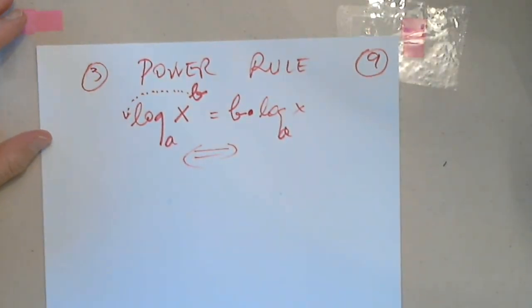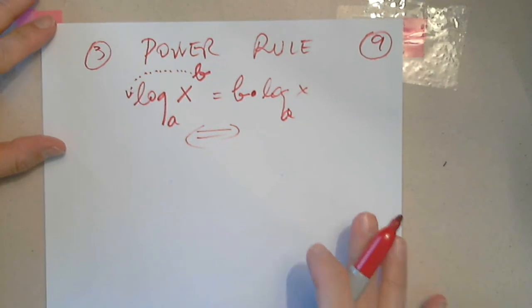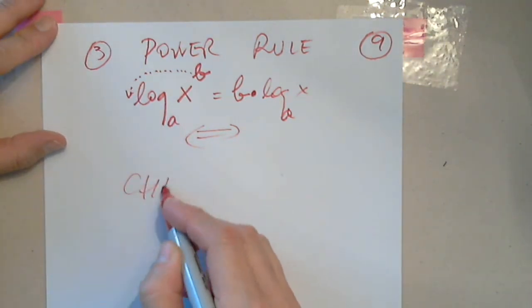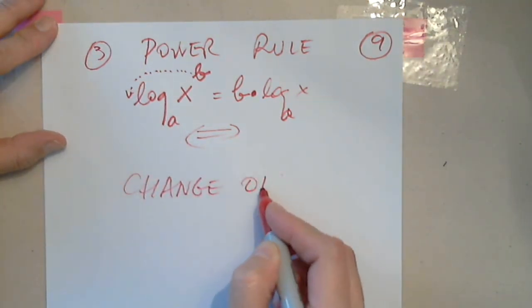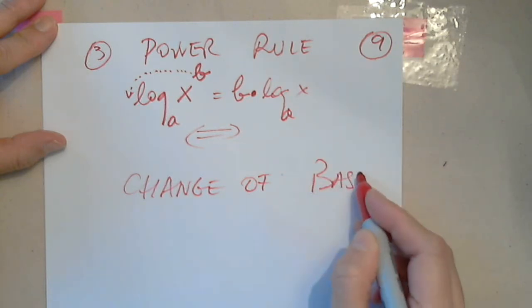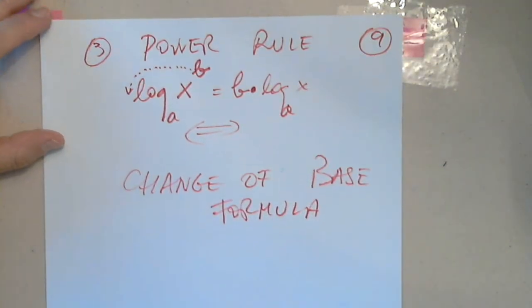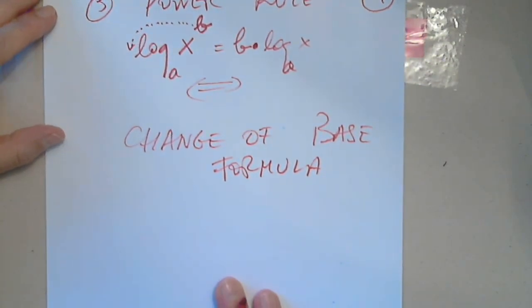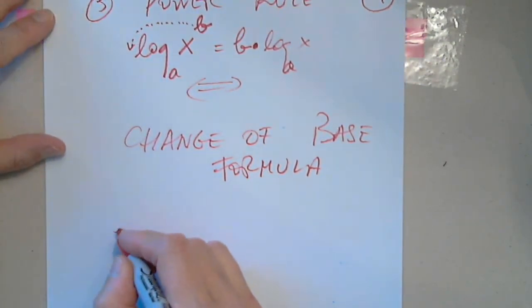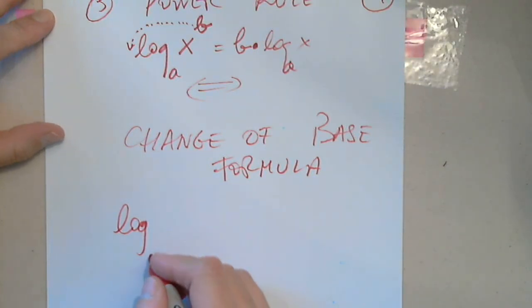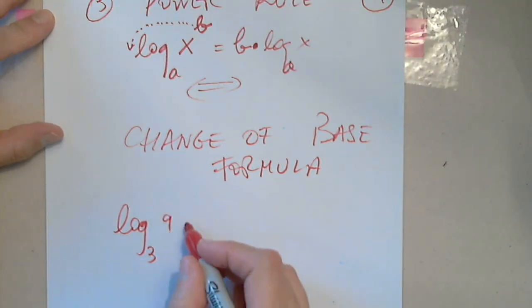One other, I wouldn't call it property, I wouldn't call it a rule, I would call it just a formula. It's called the change of base formula. Why would I want to change the base? So let's suppose I want to determine log base 3 of 9.